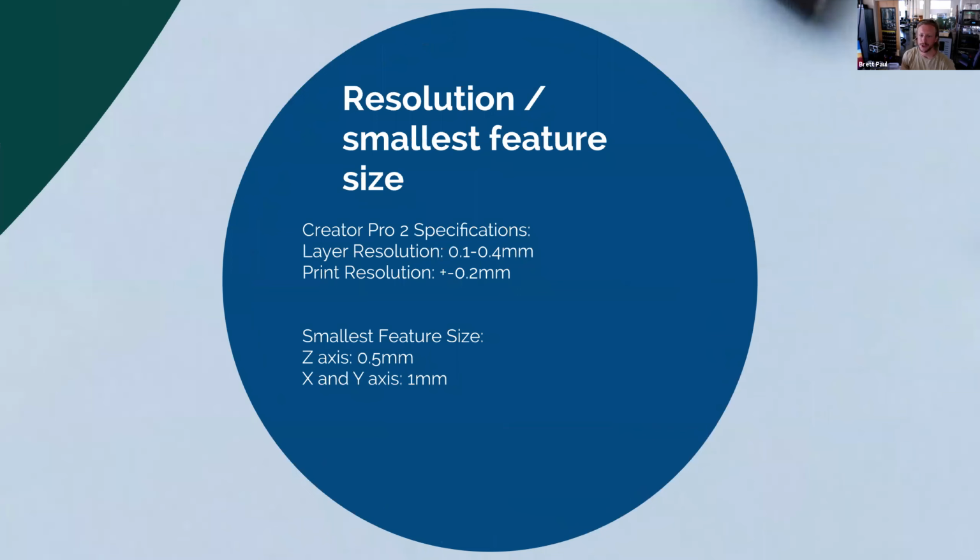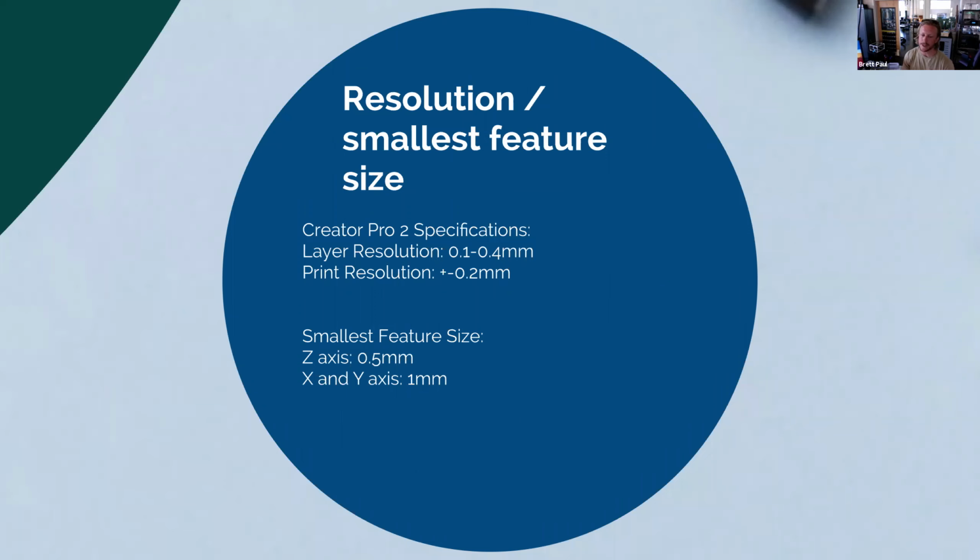All right, resolution and smallest feature size. We're going to be printing on the Creator Pro 2, which I have a few of right behind me. The layer resolution on these is between 0.1 and 0.4, and I believe that's controllable. That's spec'd as the Z motor or the Z axis. The print resolution is plus or minus 0.2 millimeters. This can be applied to the smallest feature size.